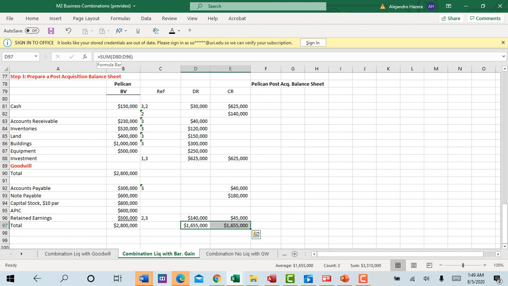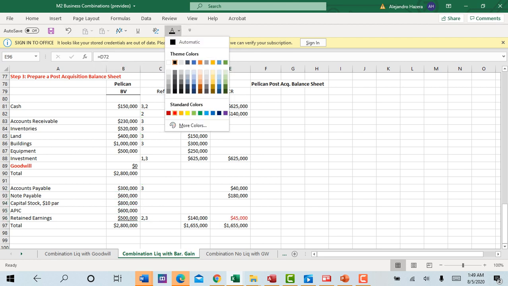in putting together my post-acquisition balance sheet. But notice that Goodwill, I could even take this line out, but Goodwill is a flat 0. There's no Goodwill here. Instead, there's a bargain purchase gain for $45,000.